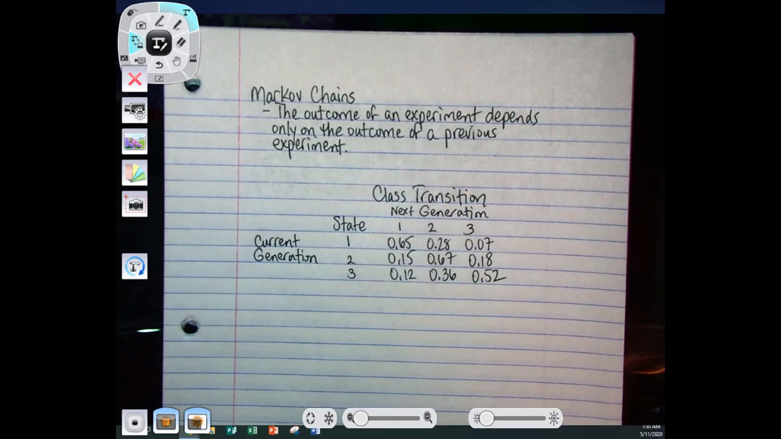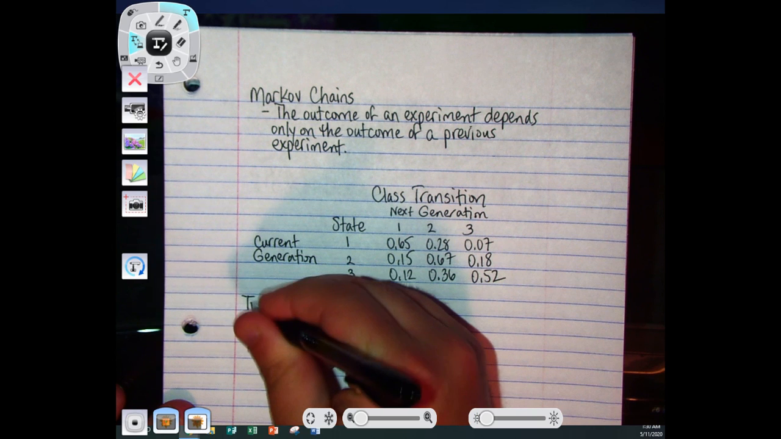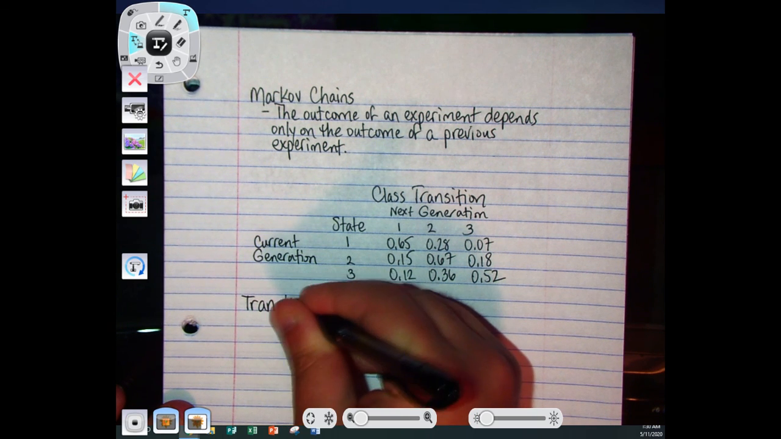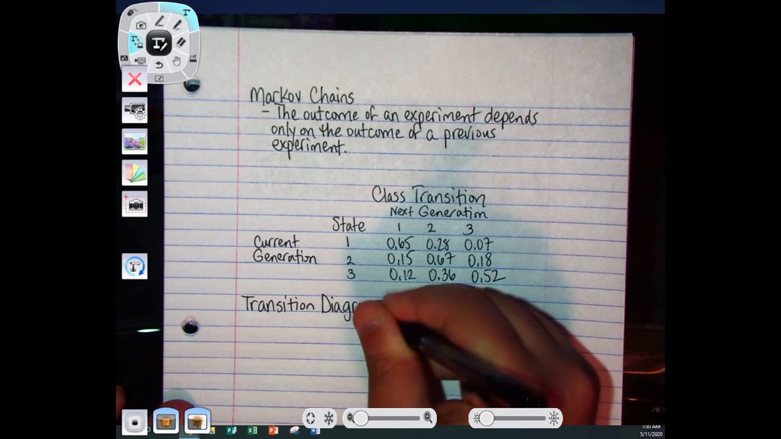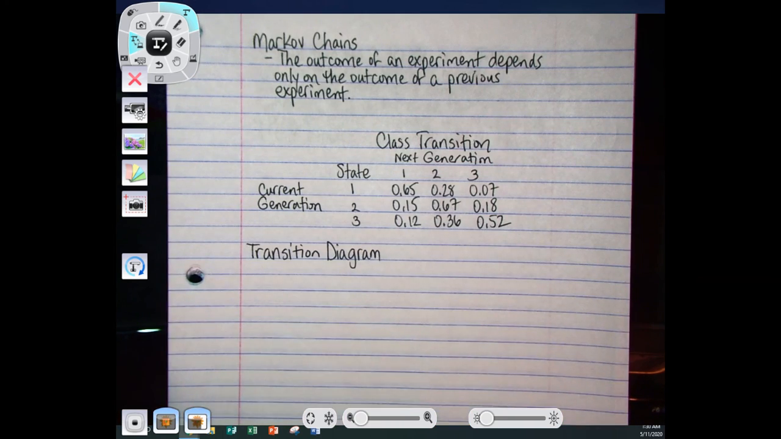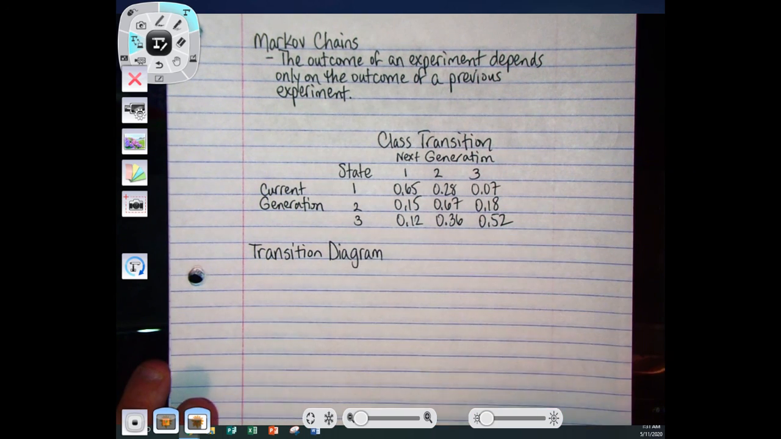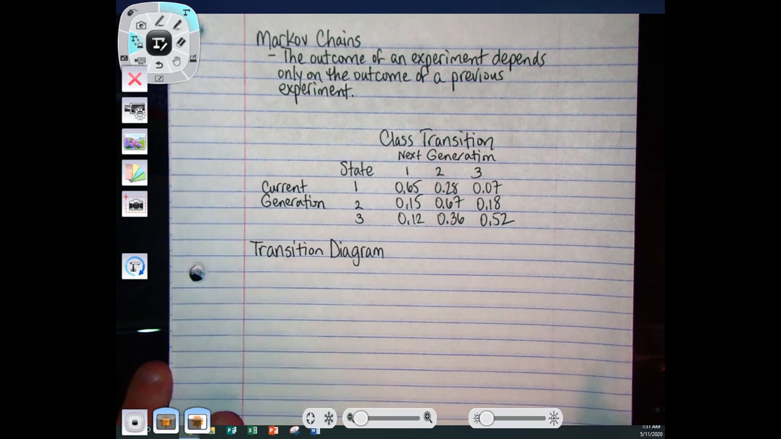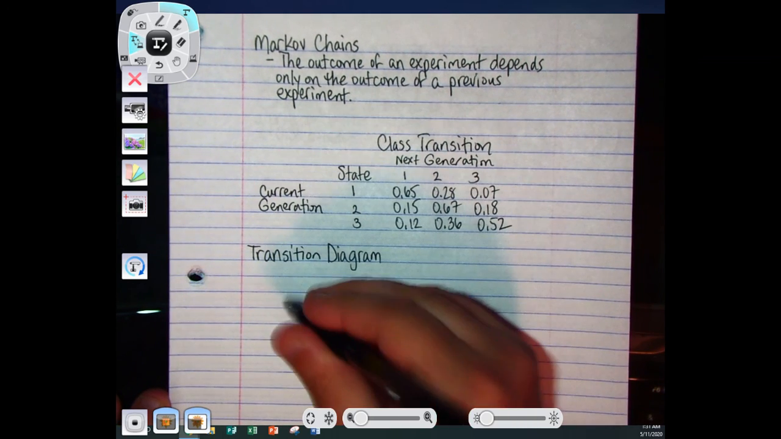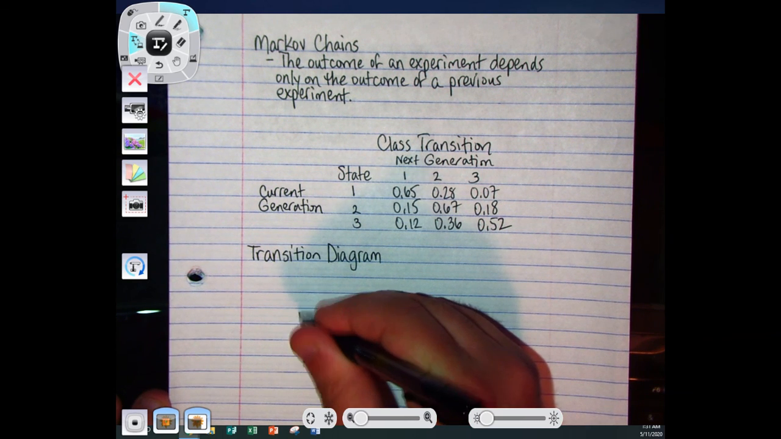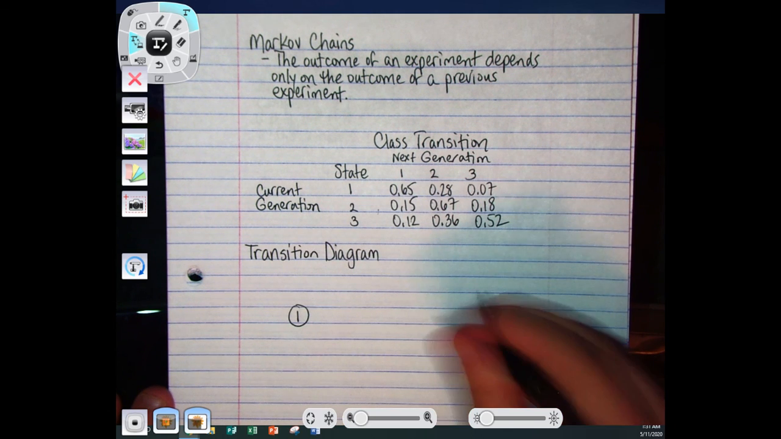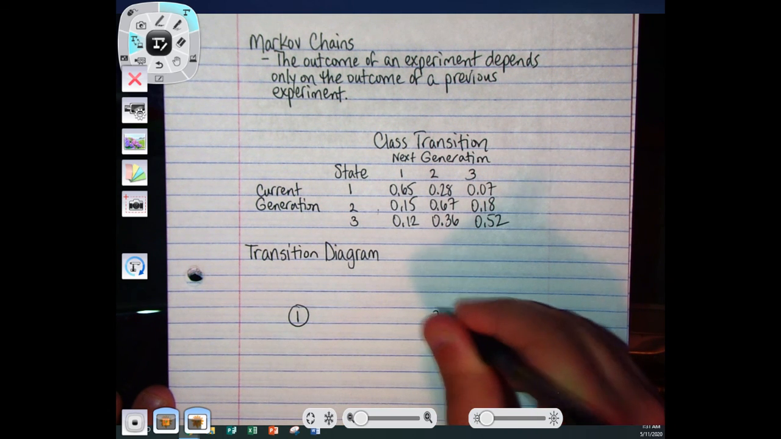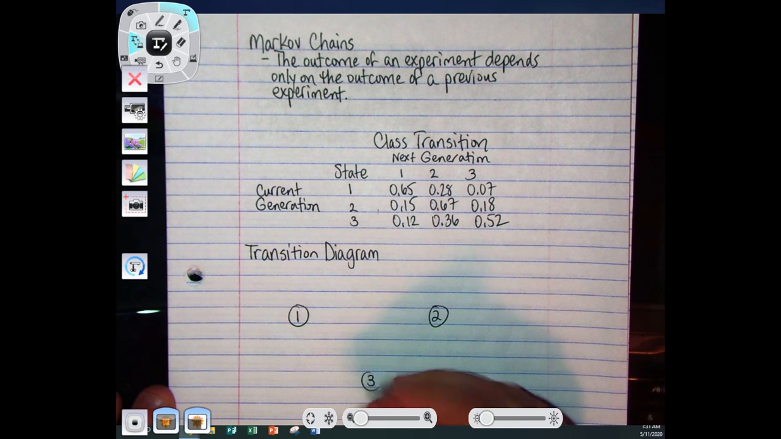So one of the things that we can do with this table is create what's called a transition diagram. A transition diagram essentially is a way for us to look at each individual state and look at how we transition from one state to the next. Usually in a transition diagram, you'll have circles. Because we have three states, we're going to have three circles. So we have circle 1, circle 2, and circle 3. Okay?